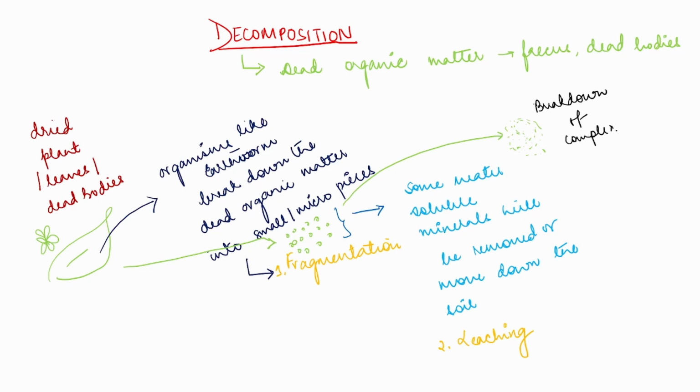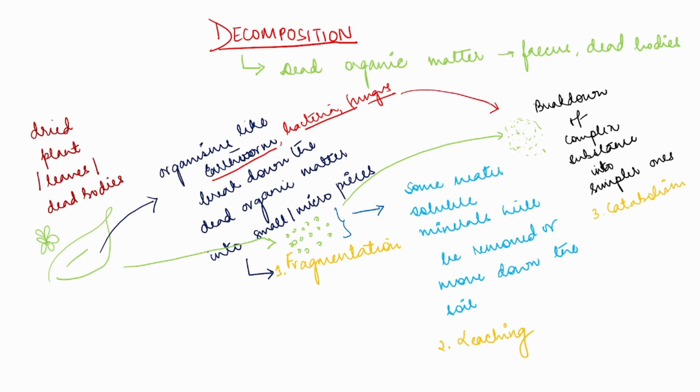Breakdown of complex substances into simpler ones is called what? Catabolism. So what is catabolism? Catabolism is nothing but the breakdown of complex substances into the simplest ones. And who will do that? This will be done by bacteria and fungus. Here also earthworm, bacteria and fungus will come. They will again convert the micro pieces into very fine or simpler substances, and that is what we call catabolism.